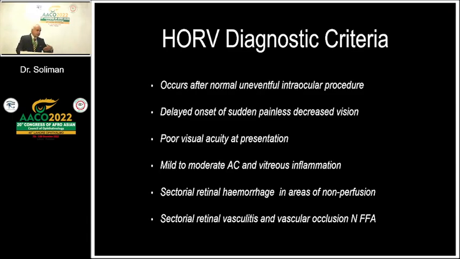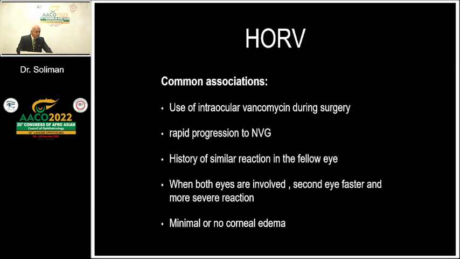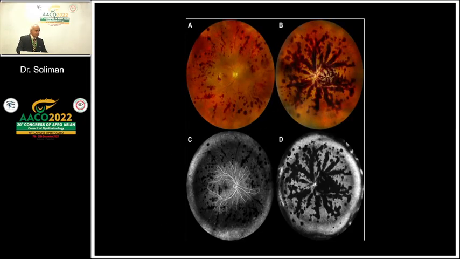So how do they present? They present after an uneventful surgery, and at 24 or 48 hours, they start having loss of vision, a delayed onset of sudden painless decreased vision, poor vision at presentation, and very mild reaction. And the cause was the use of intraocular vancomycin. So please do not use vancomycin in the irrigating solution as a routine. Why is that? Because they are going to develop this type of vasculitis.